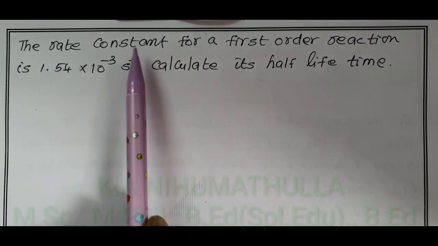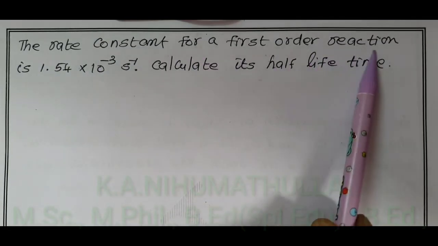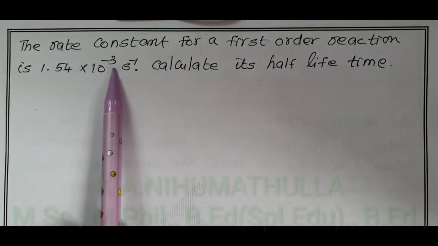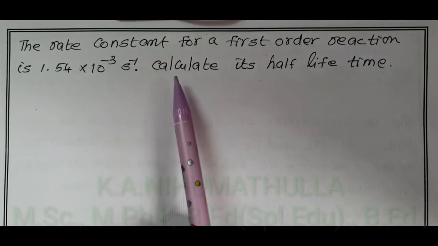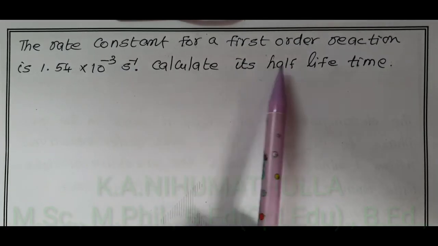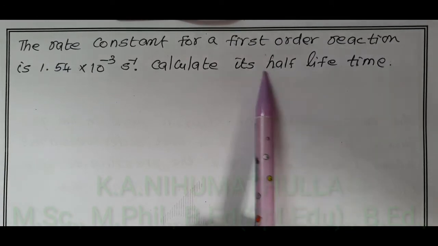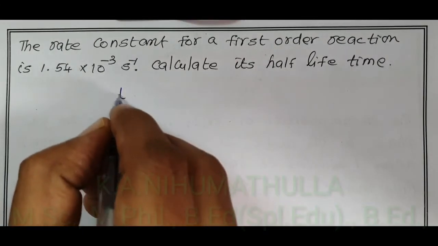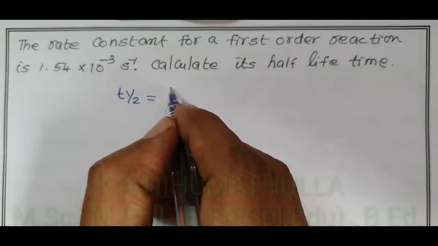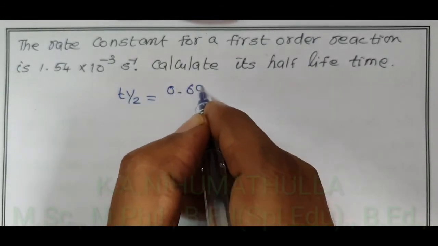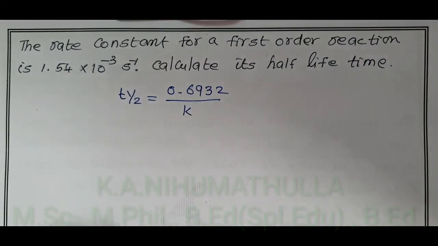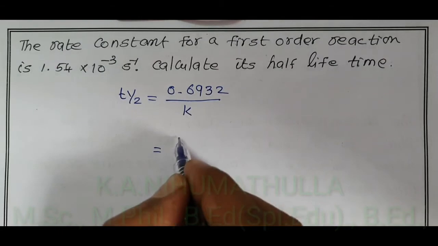One more problem we are going to discuss now. The rate constant K for the first order reaction is 1.54 into 10 power minus 3 second power minus 1. Calculate its half-life time, half-life period. What is the formula used to calculate the half-life period? T half is equal to 0.6932 divided by K. K value is given, substitute the K value.